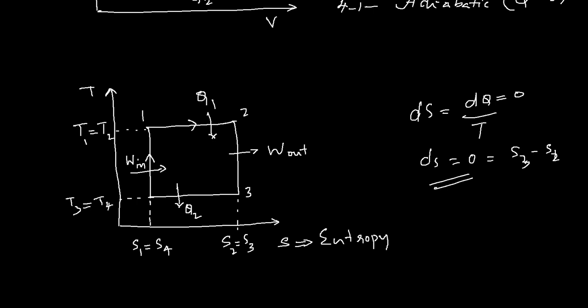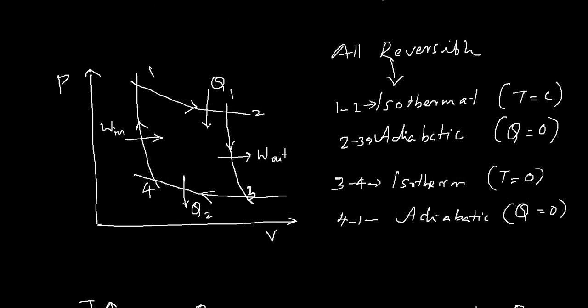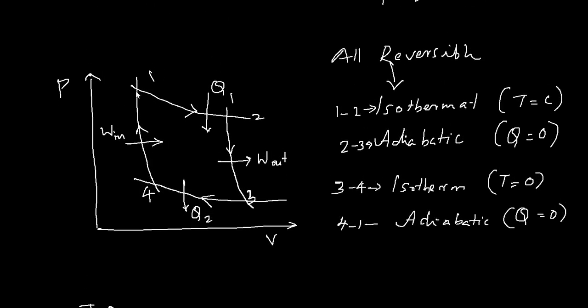Once again, you have 2 reversible isothermal processes and 2 reversible adiabatic processes. Isothermal is heat addition at constant temperature, and adiabatic is work input or work output with no heat rejection or absorption. So one isotherm, constant temperature heat addition, one adiabatic, work output with no heat transfer, and heat rejection at constant temperature, that is the second isothermal process, and then the second reversible adiabatic process, which is work input with no heat transfer.